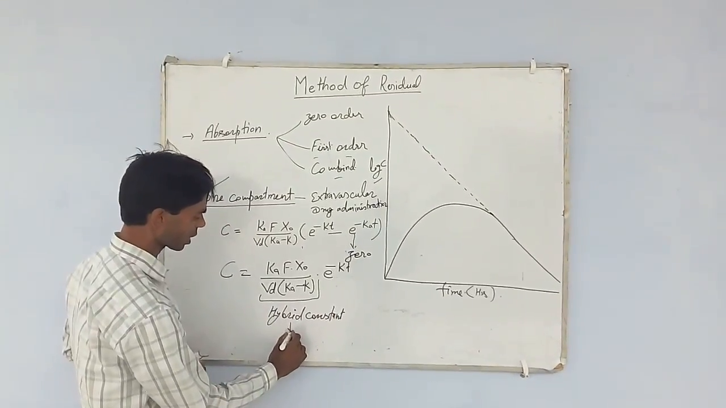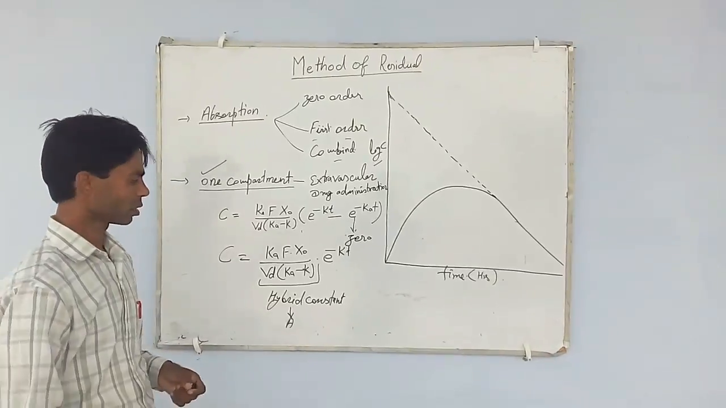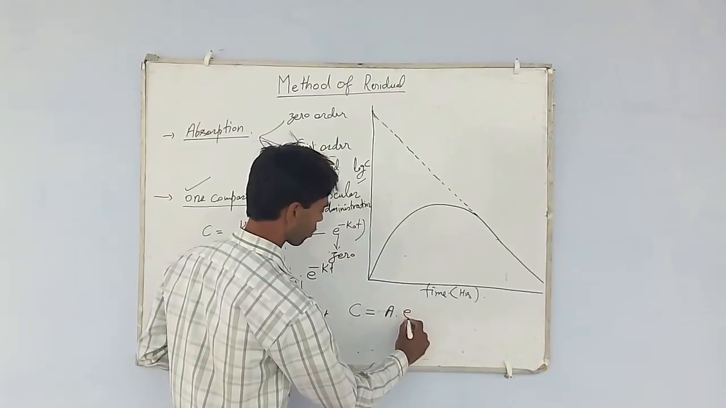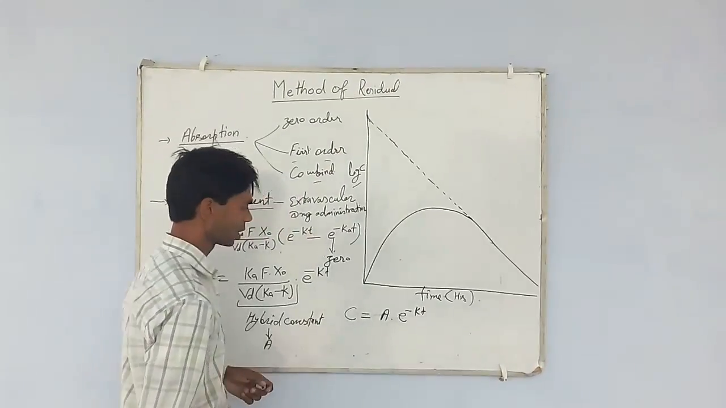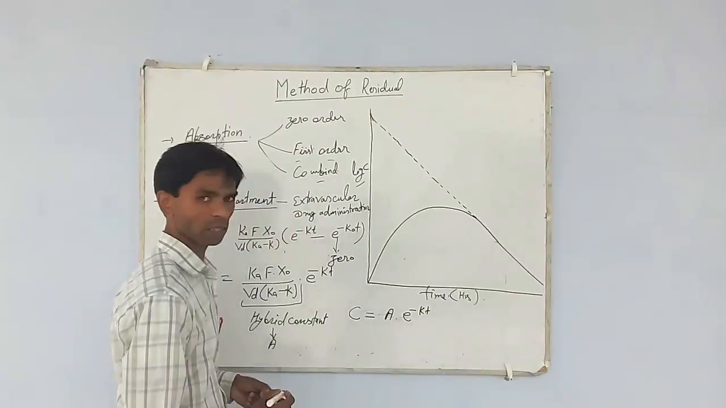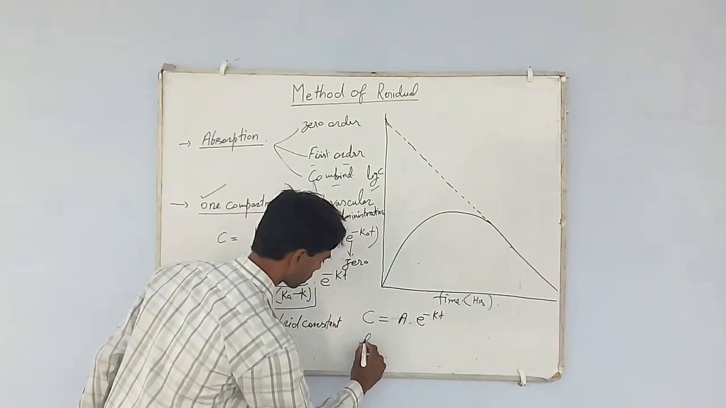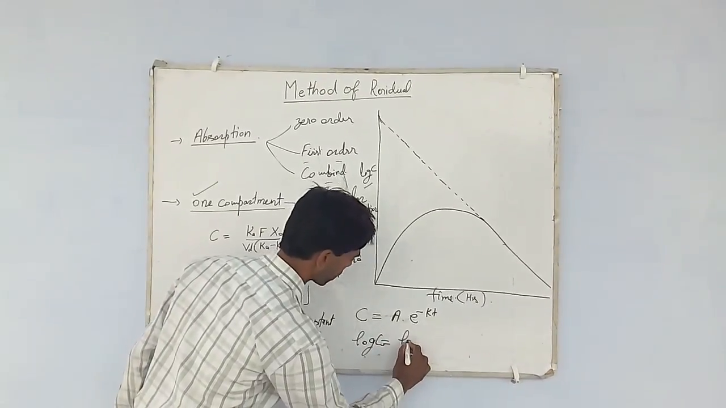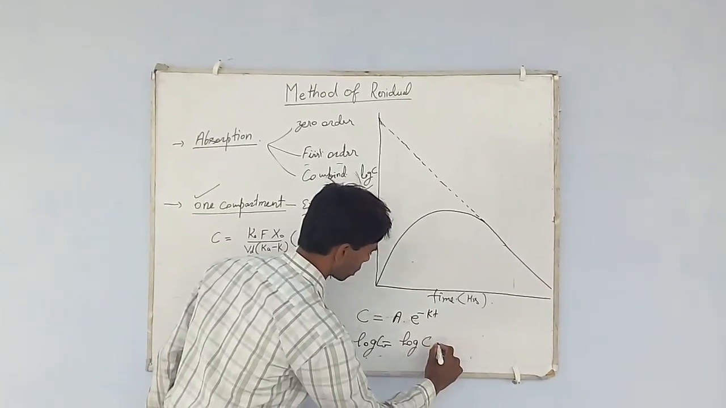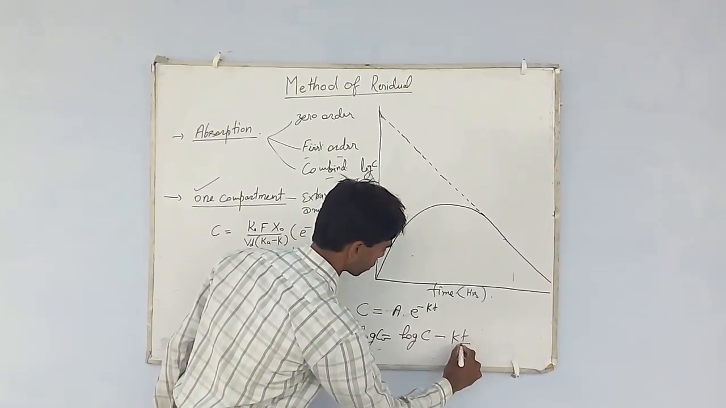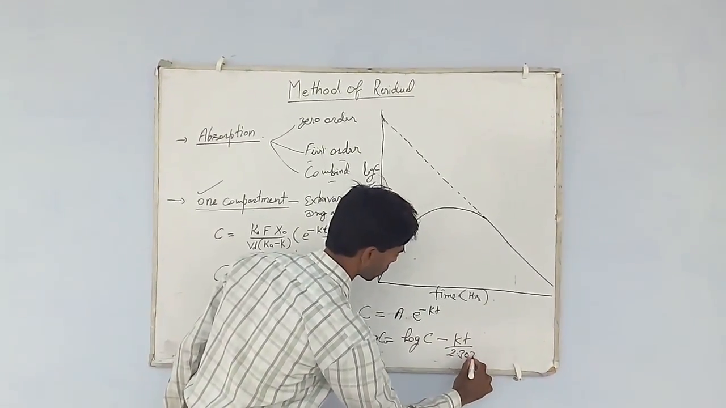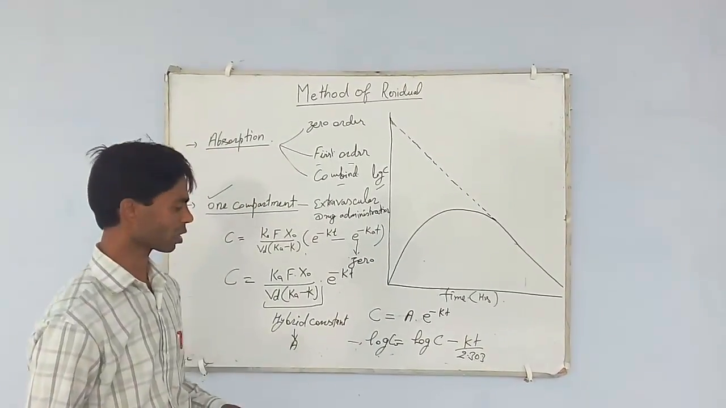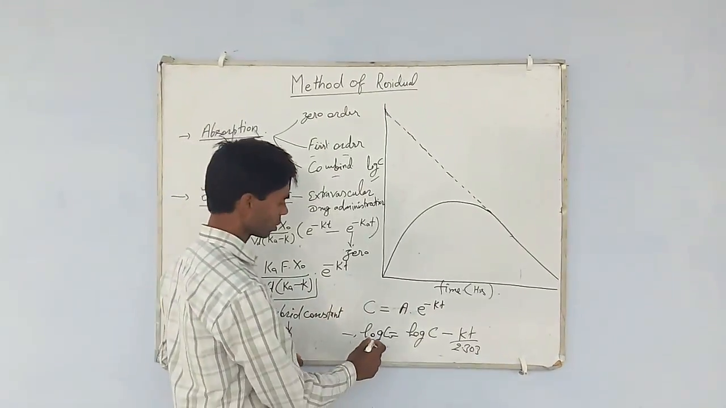The hybrid constant is represented by A. Then the equation becomes C is equal to A into e to the power of minus Kt. By taking the logarithm of this equation, we get log C is equal to log A minus Kt divided by 2.303. This equation is used to determine the absorption rate constant by drawing a residual line.